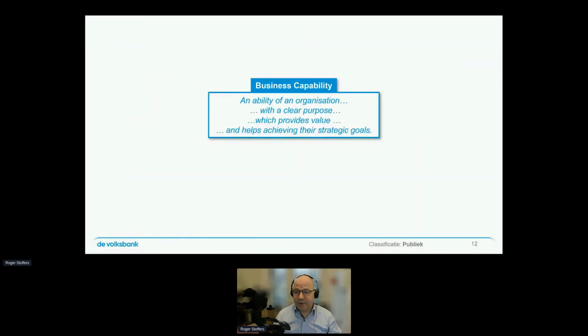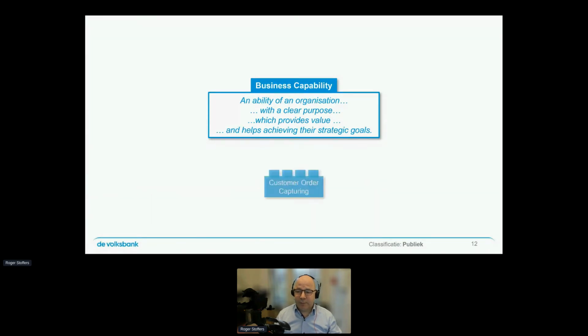So what is a business capability? Now, I'm not proposing an exact definition here, but a pragmatic description could be something like an ability of an organization with a clear purpose, which provides value and helps achieving strategic goals.